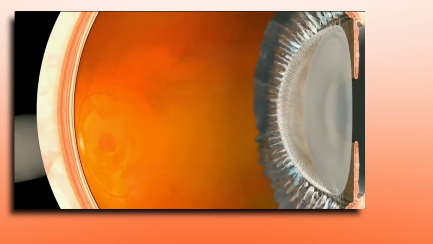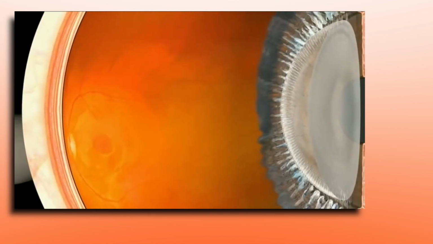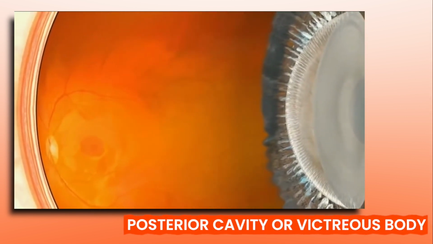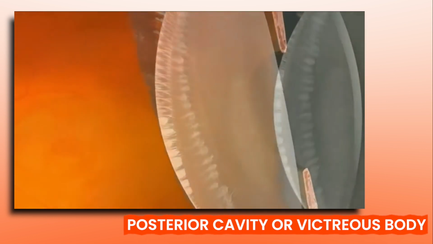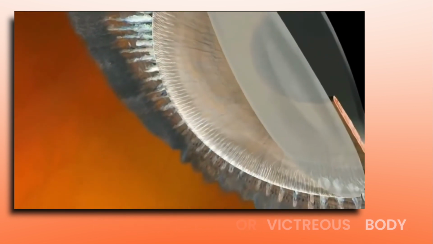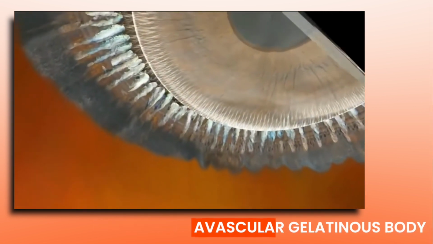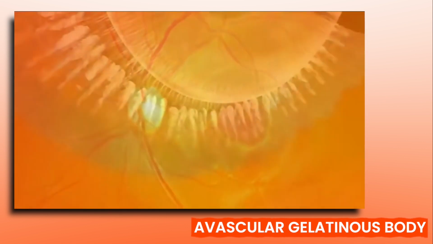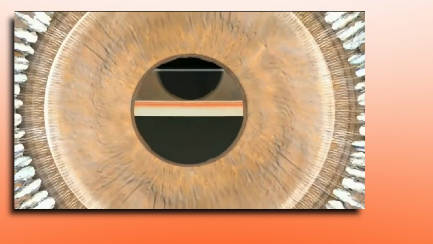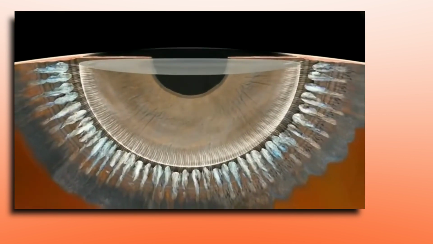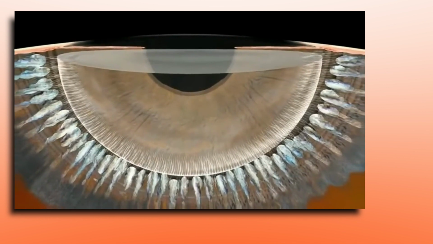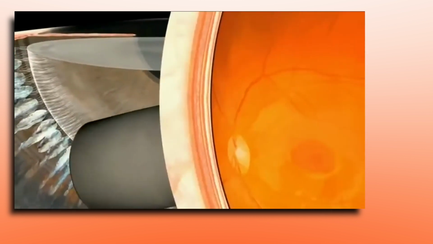There is another portion behind the lens which is called the posterior cavity. It is otherwise known as the vitreous body. It is a clear, avascular, gelatinous body. Remember, the vitreous body is avascular. Then the question comes, how is it nourished? By processes like osmosis and diffusion, the nutrients enter into the vitreous body.